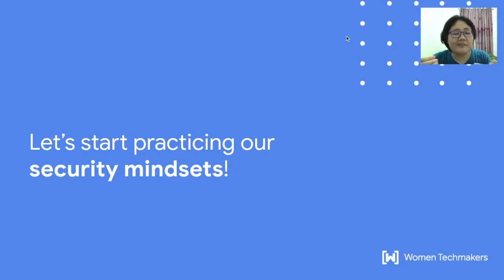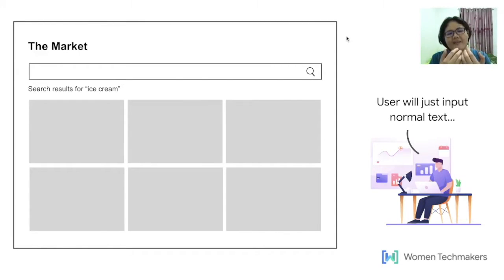So let's start practicing these mindsets. Let's say we have an application called the market. In this application, you can find all kinds of good products, right? And to find all the good products, you need a search function as shown here. So you might expect your user to input a product name, like for example, ice cream.